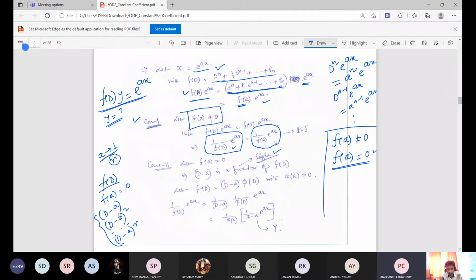But let us see first. We are considering here a very simple case that (D − a) is the only factor, not (D − a)², not (D − a)^r. Only one factor is there. I will subsequently cover all the cases.